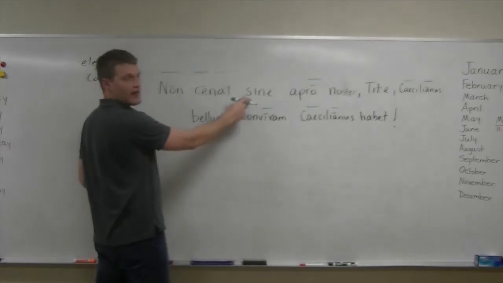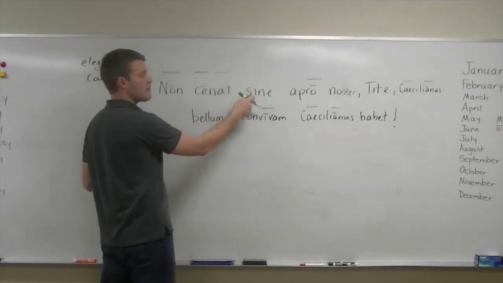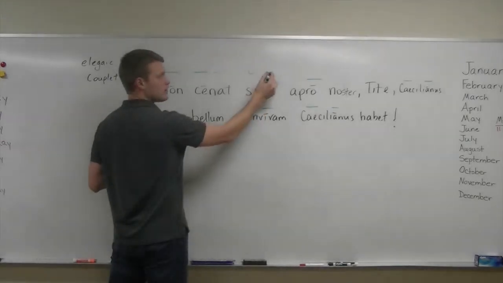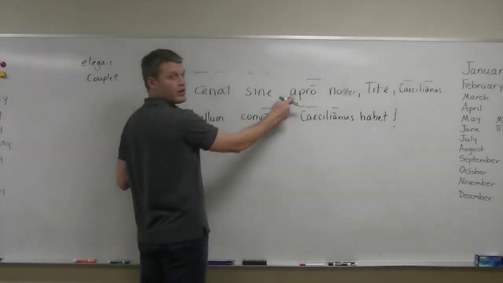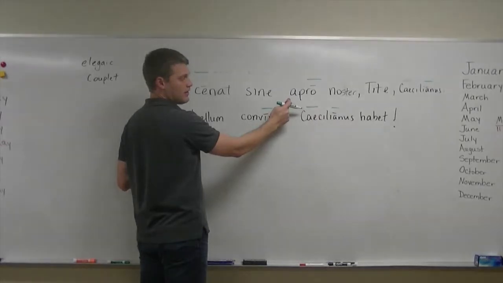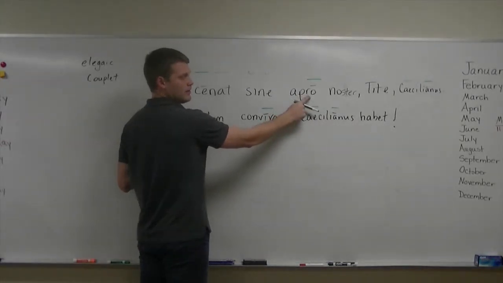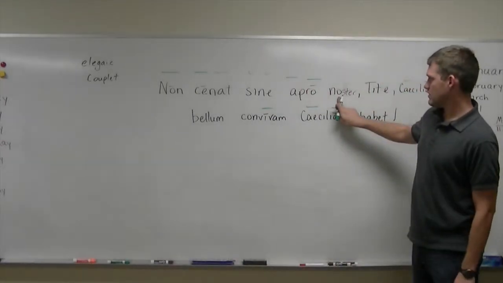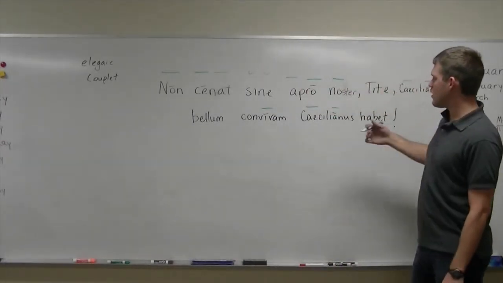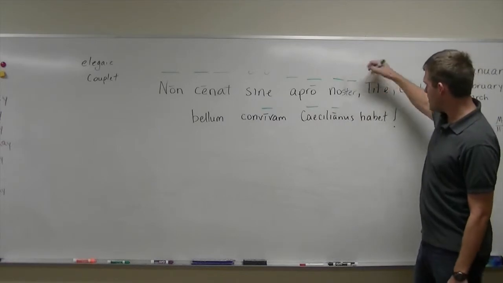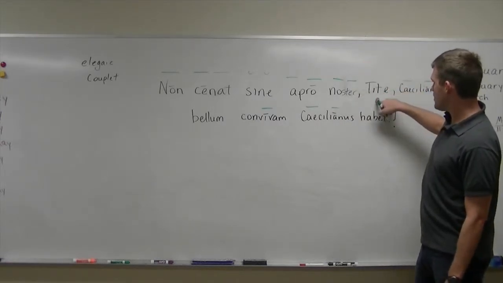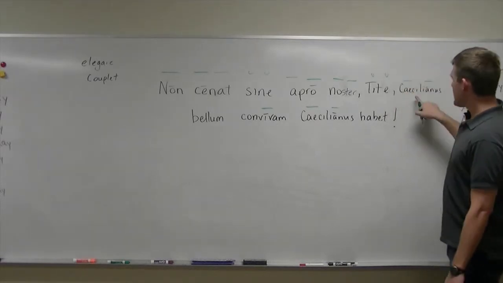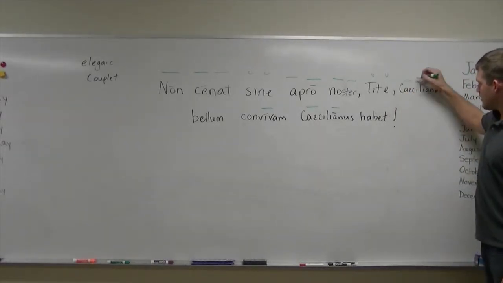Sine is not long by nature. It's not long by position. It's short. Ne, same thing. Short. Up row, long or short? Short. Followed by two consonants. Two consonants. Long. Nos. Long. Long, followed by two consonants, so long by position. Long. Long. Tit. Short. Short. Te. Short. Short. Kid. Short. Lit.